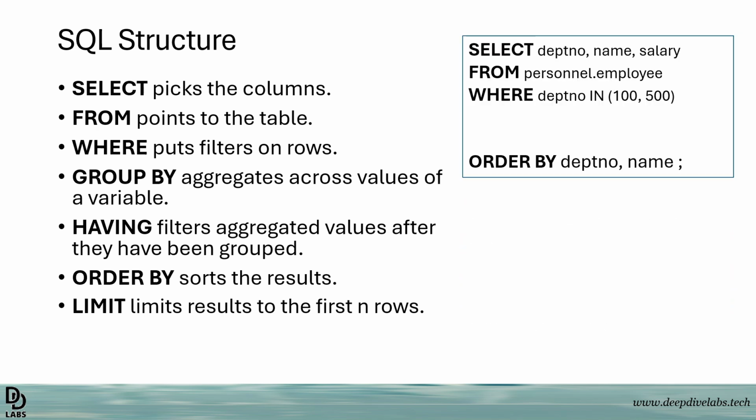Let's take a look at another example, which is adding a filtering condition. So here we are selecting department number, name, salary from personal.employee. The personal.employee means in a particular database, we are looking at a particular table. So personal is the database and employee is a table within the database, where department number in... so we are looking for department number, employee name and their salaries, whose department number is 100 or 500, and we are ordering by department number and name.